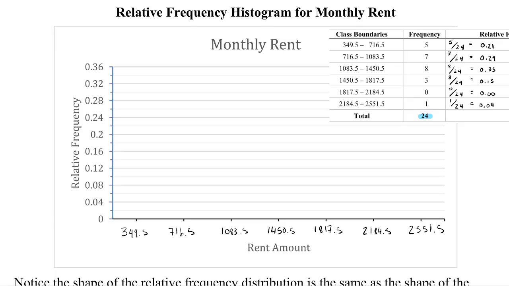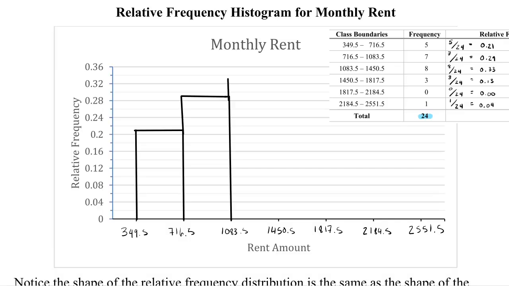So our first relative frequency is 0.21. That's a little bit past 0.2. So we'll go up to here, maybe, for our first bar. Our second relative frequency is 0.29. That's going to be a little bit past 0.28. So we'll go maybe up to here for our second bar. Our third relative frequency is 0.33. That's a little bit past 0.32. So we'll go maybe up to here for our third bar.